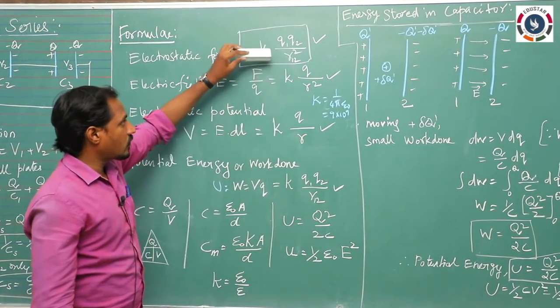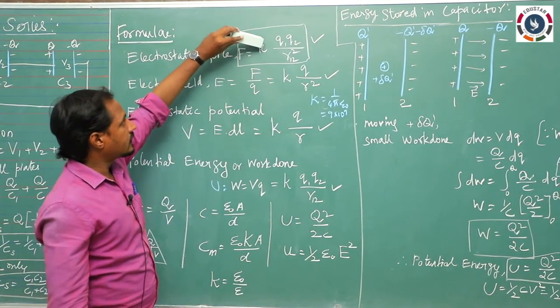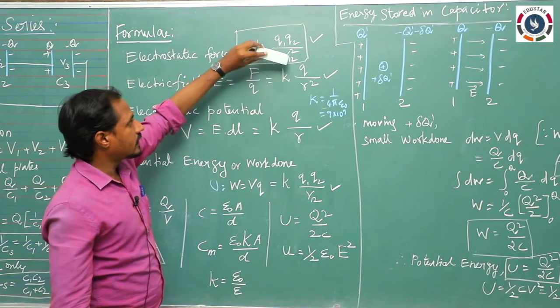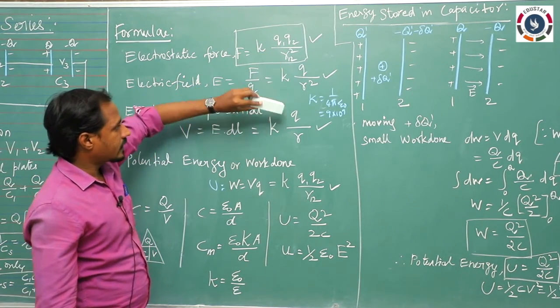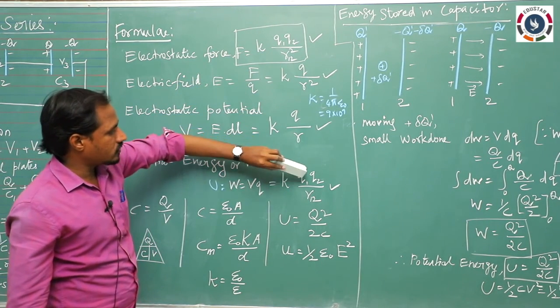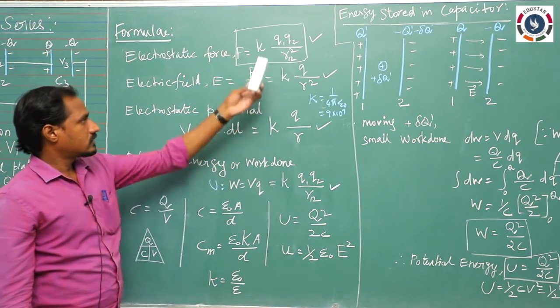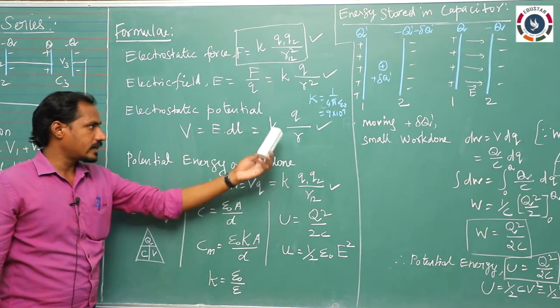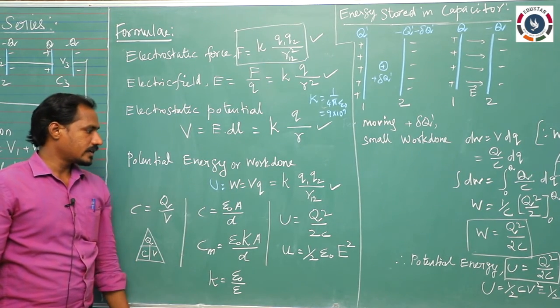So comparing these four formulae, here K into Q1 Q2 by R squared, here Q by R squared, here Q by R, and Q1 Q2 by R. Compare these four formulae and you can easily remember any one.